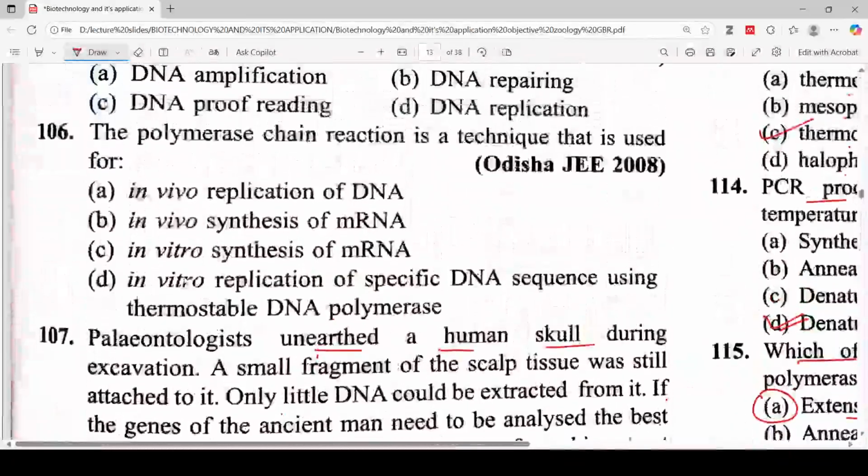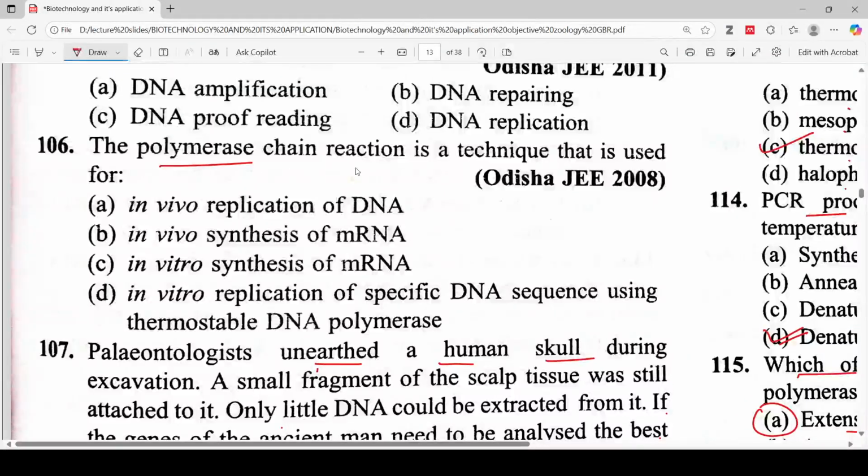Let's go to the next question. The polymerase chain reaction is a technique that is used for option A, in vivo replication of the DNA. Option B, in vivo synthesis of the mRNA. Option C, in vitro synthesis of the mRNA, and option D, in vitro replication of the specific DNA sequence using thermostable DNA polymerase. So the correct answer will be the option D. In vitro replication of the specific DNA sequence using thermostable DNA polymerase.